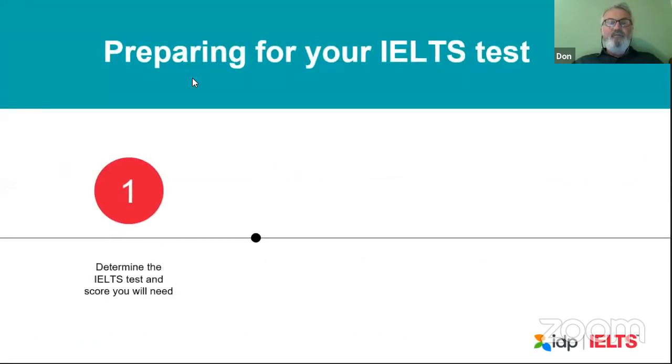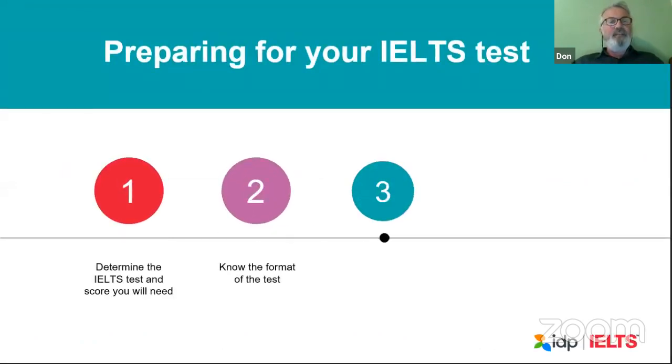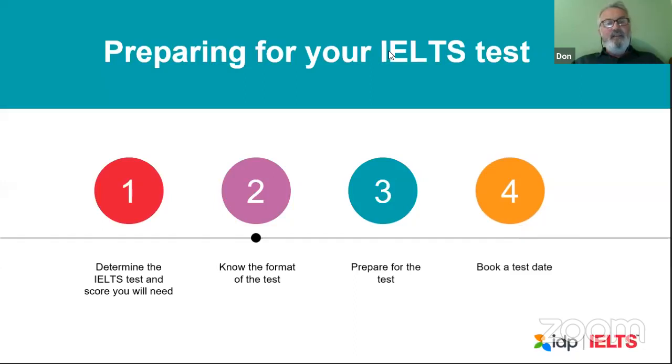So when we prepare for an IELTS test, you need to know a few things. And the first thing you need to really understand is what score you need and which IELTS test you want to do, because there are two different types of tests. There's an academic test for entry to university. There is a general training test, which is sometimes used for employment. Either test is okay for migration purposes. Find out what score you need and work towards that score.